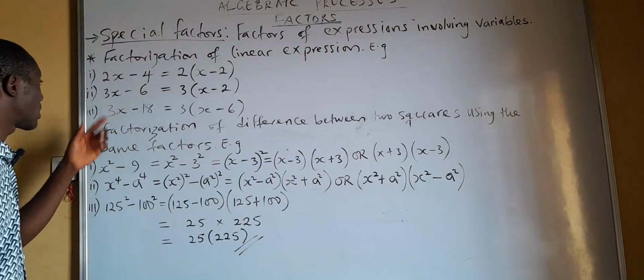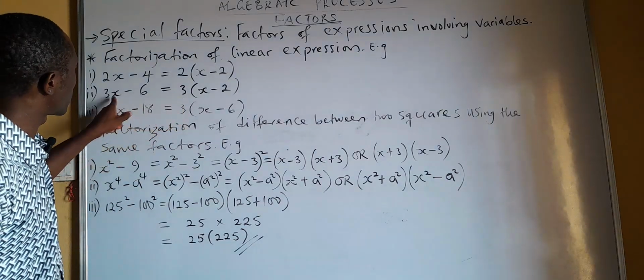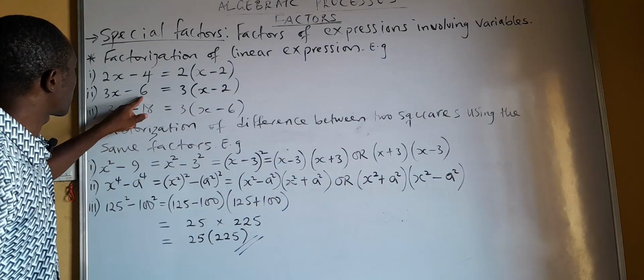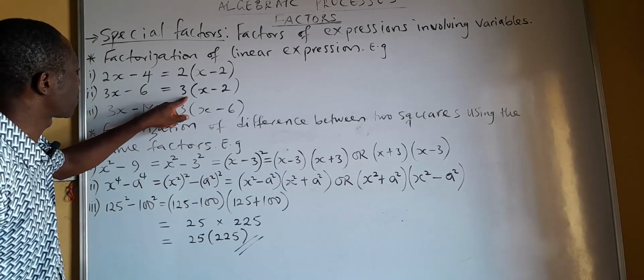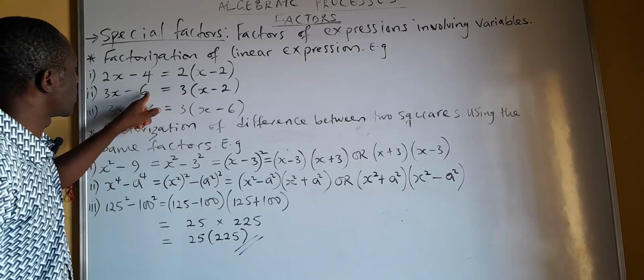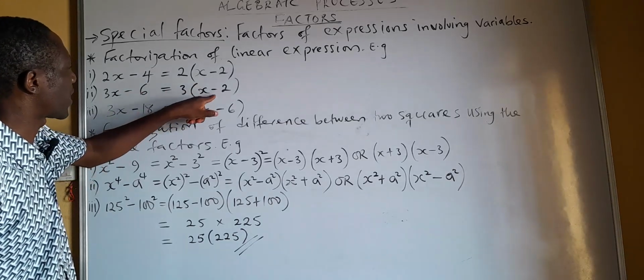Then the other example is 3x minus 6. Same thing, plus 3 and 6. 3 will go to 6, so we make the 3 outside. Then 3 will go to 6 2 times. So we say 3 into bracket x minus 2.